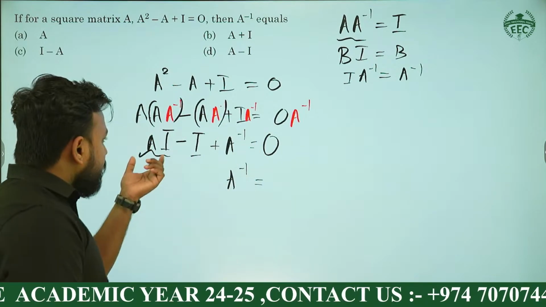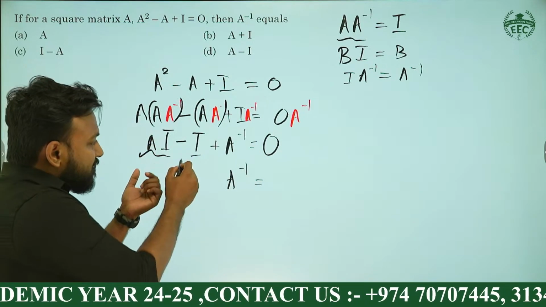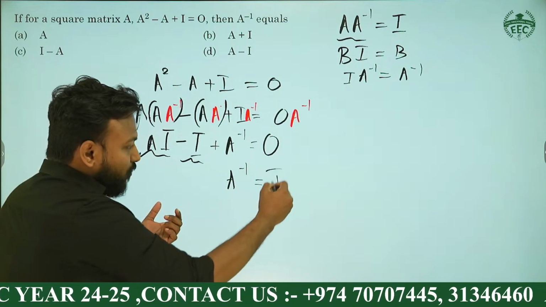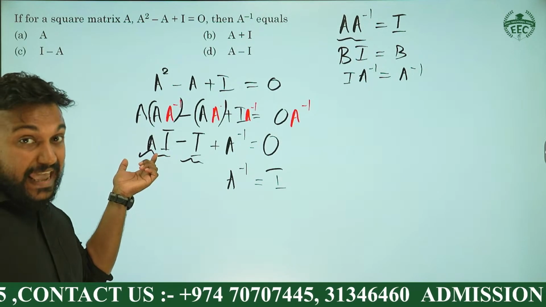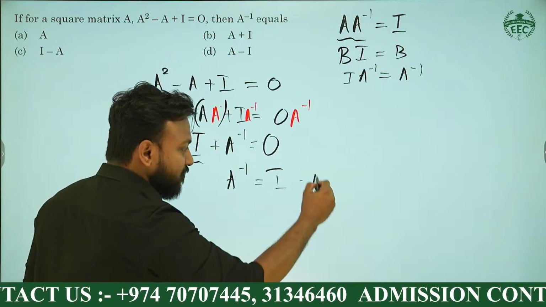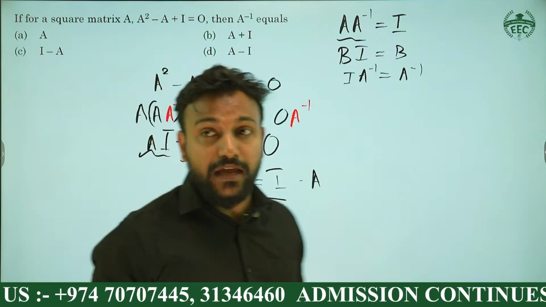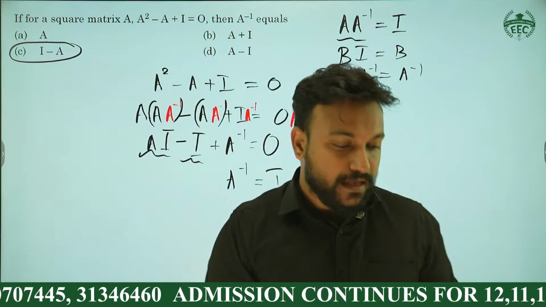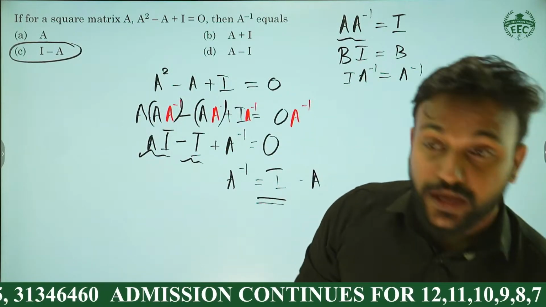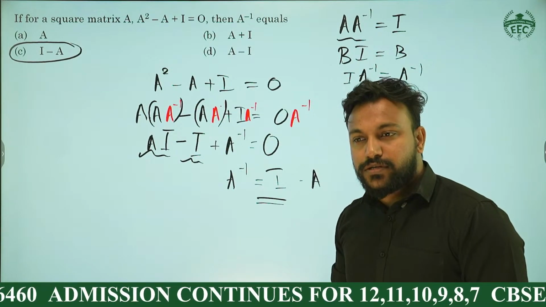So then this negative I goes to the right side, you will get positive I, and this positive A into I, that is A, goes to the right side, you will get negative A. So the answer is A inverse equal to I minus A, option C. So I think you get it right. Okay, so can I go to the next question?